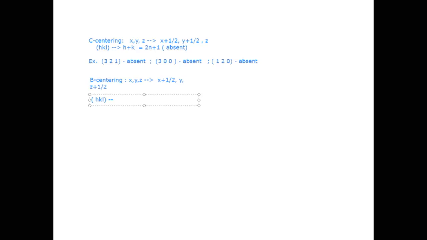And so here we're looking for H plus L equals 2n plus 1, which is odd, and these have to be absent. So whatever you translate, that has to satisfy the condition of being odd. Since we translate along the X and Z positions, then it would be H plus L is odd. They have to be absent. And then we'll look at A centering.